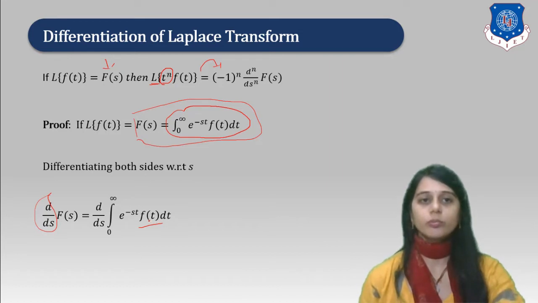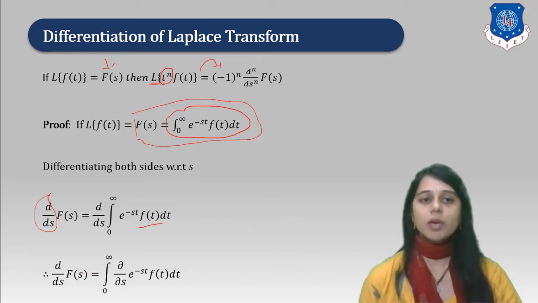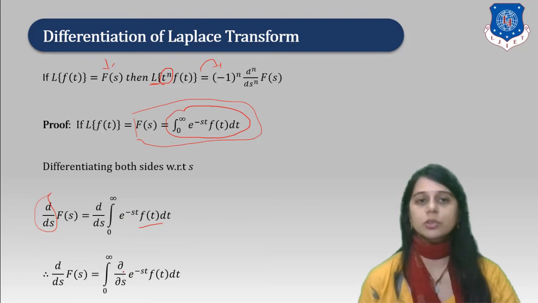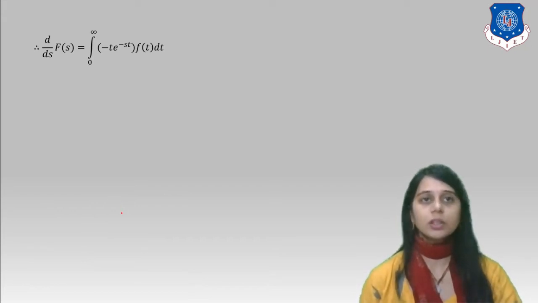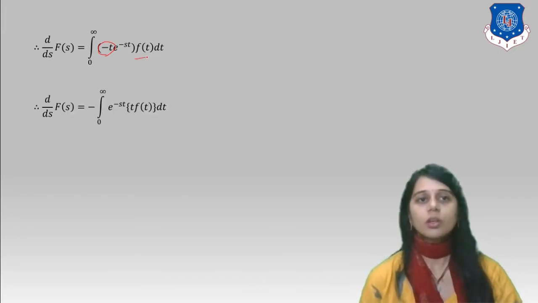Now, d by ds f of s equals integral 0 to infinity del by del s, because we are taking the differentiation inside the integration. So it is del by del s of e raised to minus st f of t dt. The differentiation of e raised to minus st is e raised to minus st into minus t, so d by ds f of s equals minus integral 0 to infinity e raised to minus st t f of t dt.